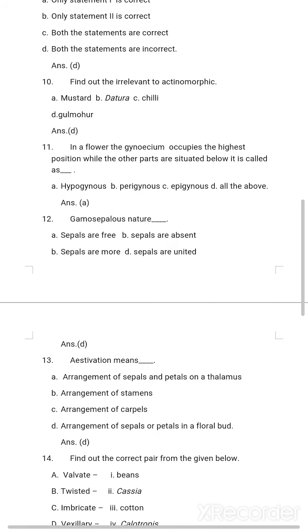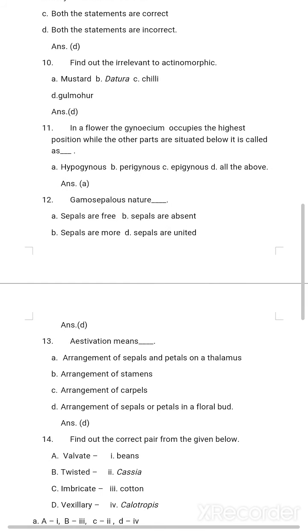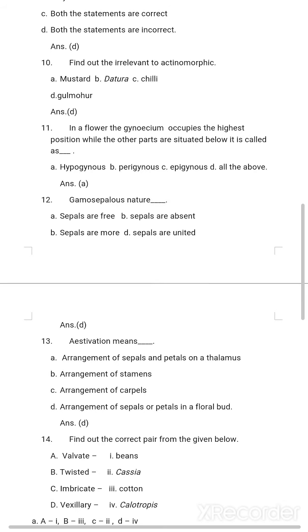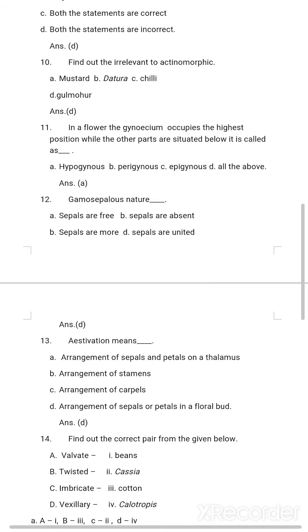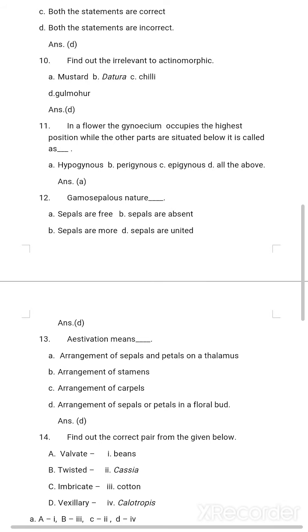Now let us go to the 11th question. In a flower, the gynoecium occupies the highest position, while the other parts are situated below it. This is called: option A, hypogynous, B, perigynous, C, epigynous, D, all of the above. So the correct answer for this question is option A.